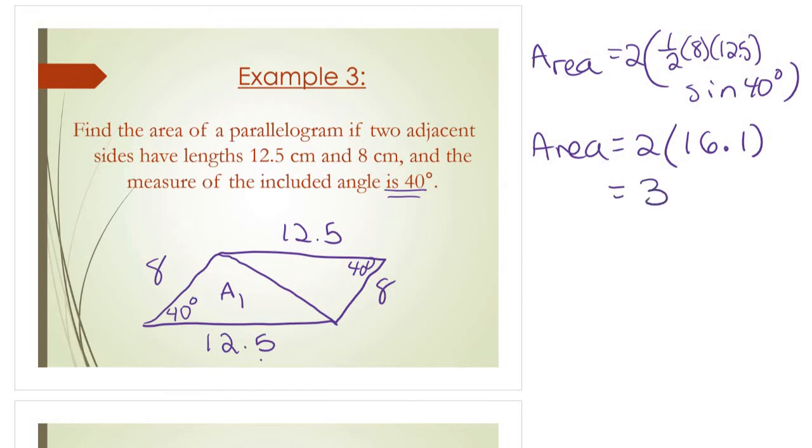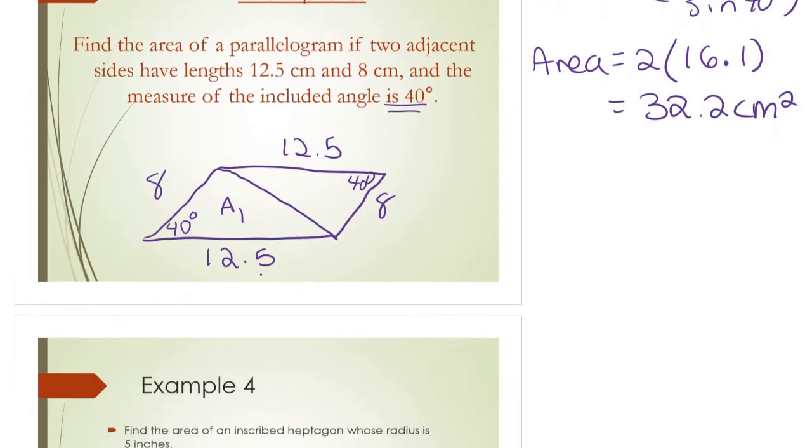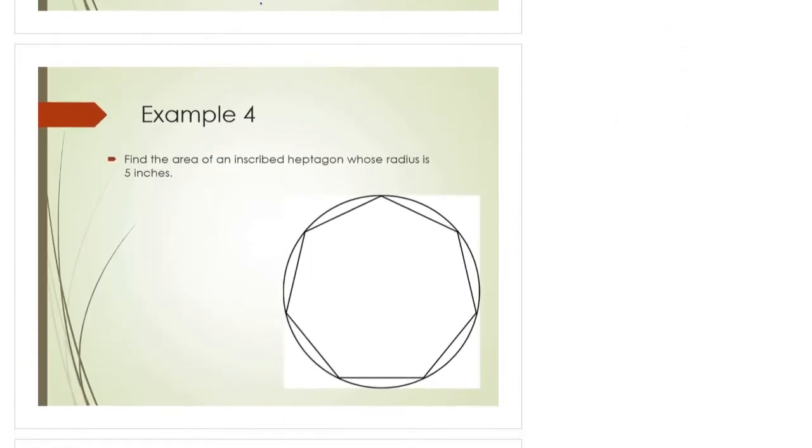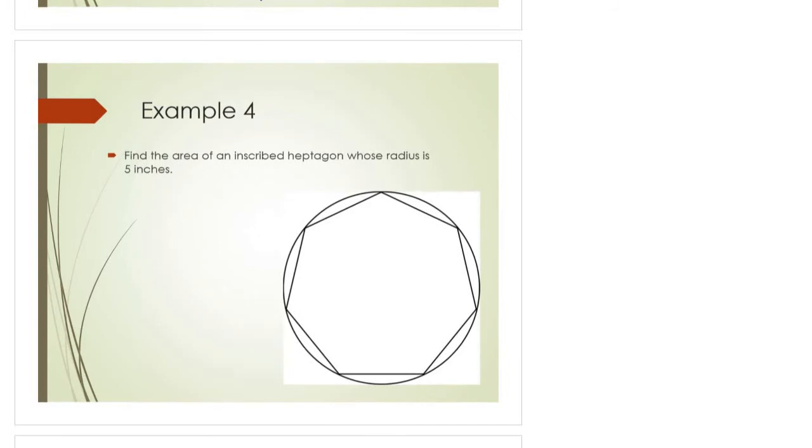And so your total would be 32.2 centimeters squared. So the area of 1/2 of the parallelogram is 16.1, and then the total is just twice that. Right. Couple more problems, and then I'll give you some practice to do. The next one looks scary, but it's actually very easy.